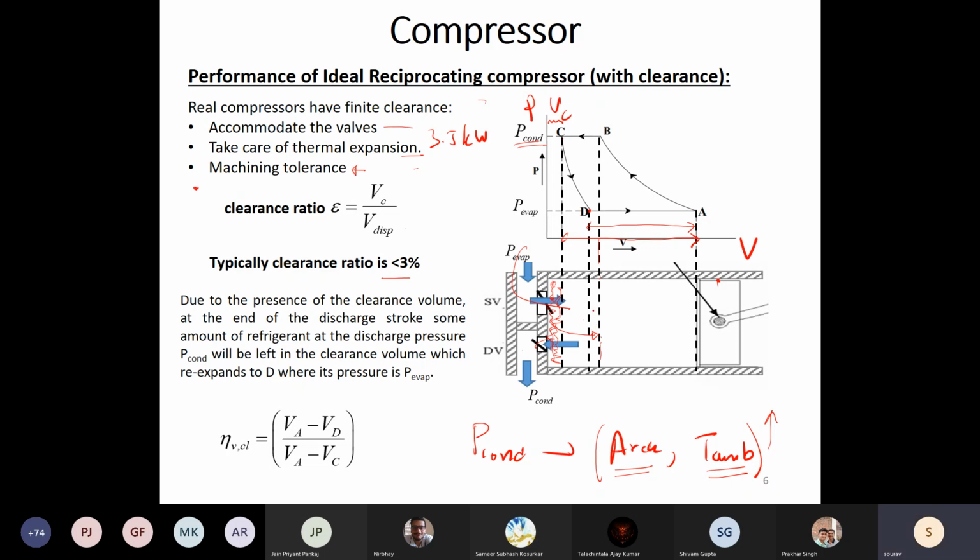So from this point of view, a compressor manufacturer will want to have zero clearance volume, but then there are other practical aspects as I discussed. So most of the commercial systems will have a clearance volume typically in 1 to 2% of the displacement volume.